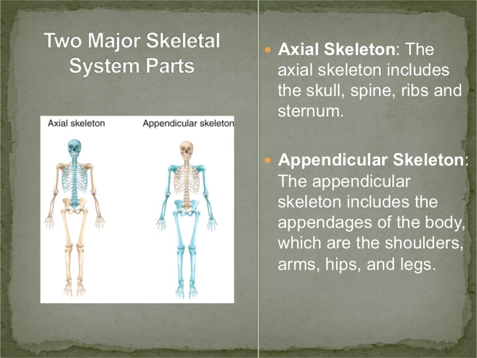There are two major divisions of the skeletal system. We have the axial skeleton, which is made up of the skull, the cranium, the vertebral column, and the thoracic cage, which we would know better as our ribs. And then we have the appendicular skeleton. Appendicular refers to appendages, which are your arms and legs. So arms, legs, and the pelvic girdle, or the pelvis, are parts of the appendicular skeleton.